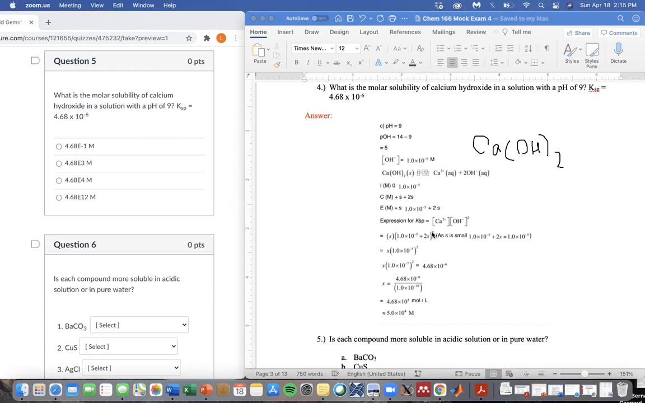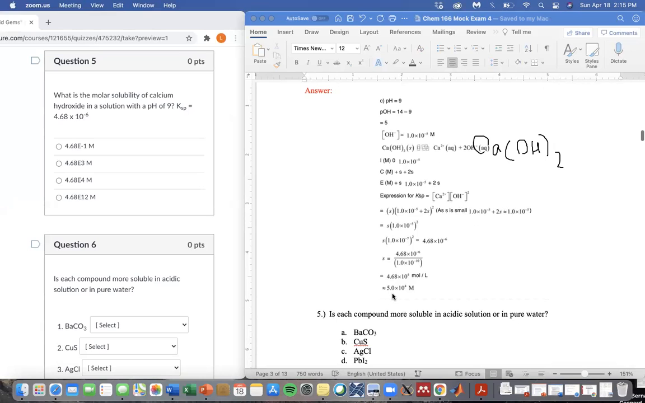But you have to actually solve the 2S here because it's so small. So you can just do the small K approximation. And so when you solve for your molar solubility, your S here, you just divide your KSP value by that 1 times 10 to the negative 5th value squared. And so you would get 5 times 10 to the negative 4th, or it would be 4.68 with sig figs, times 10 to the 4th moles per liter.